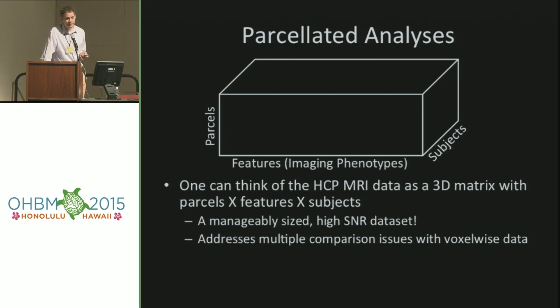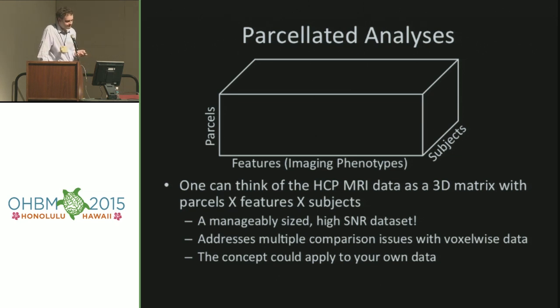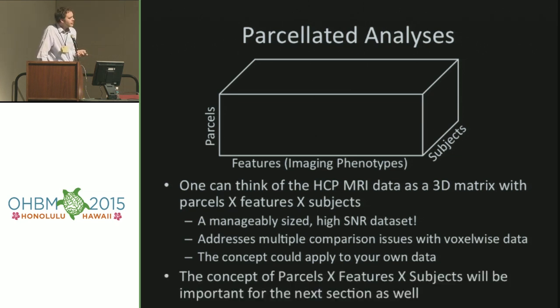So you might have 90,000 grayordinates or 200,000 voxels in MNI space, but we're probably only talking about 500 at most brain areas. We've found 178 in each hemisphere, and maybe 100 subcortical areas as well. So you could apply this concept to your own data. And the concept of parcels by features by subjects we'll look at in the next section as well.